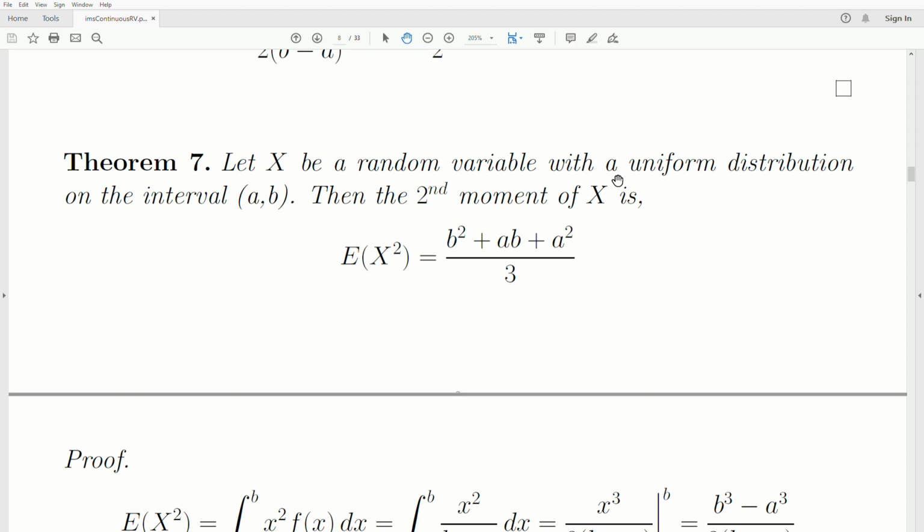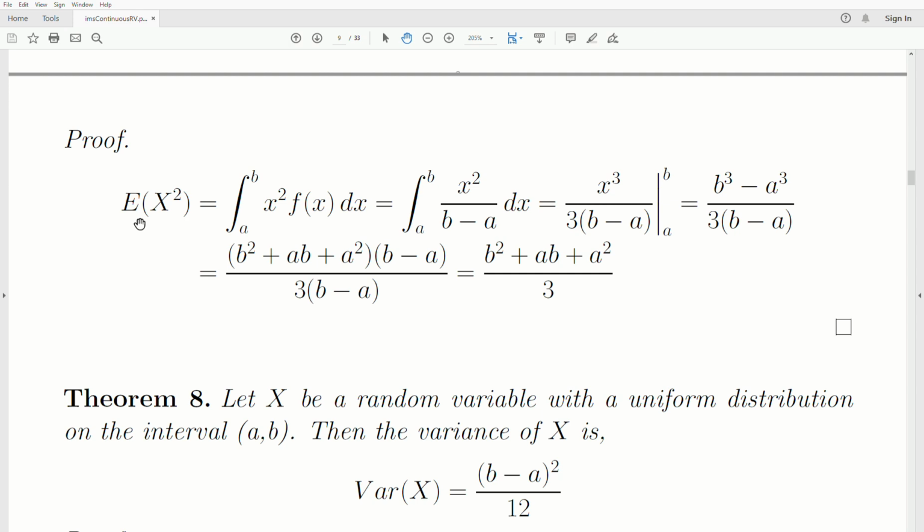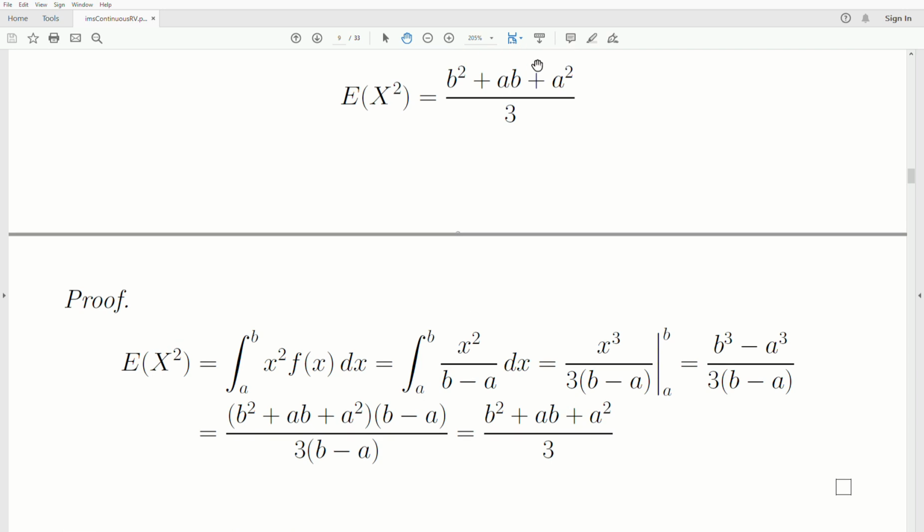Let X be a random variable with uniform distribution on the interval A to B. The second moment of X is given by this quantity. Now let's prove that. The expected value of X squared is, of course, x squared times its density integrated over the domain, which is this. Take the antiderivative, get x cubed over 3. Let's evaluate it at B and A. We get this. The numerator can be factored into this, and then the B minus A's cancel, and then we get this fraction here, and that's what we wanted to show.